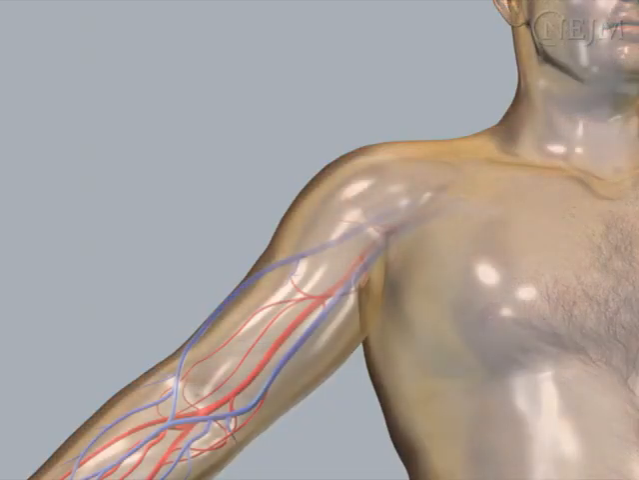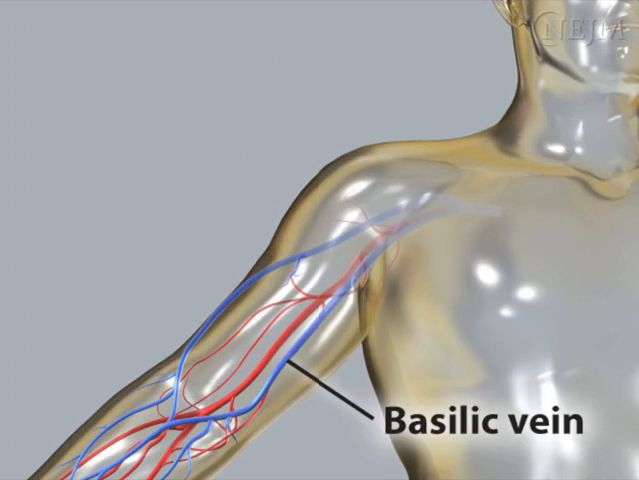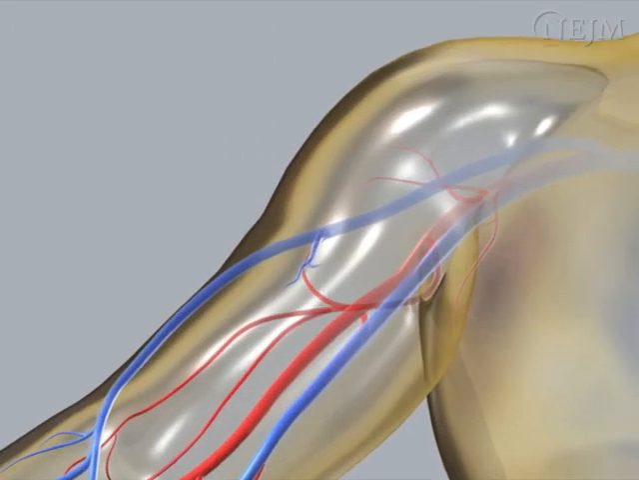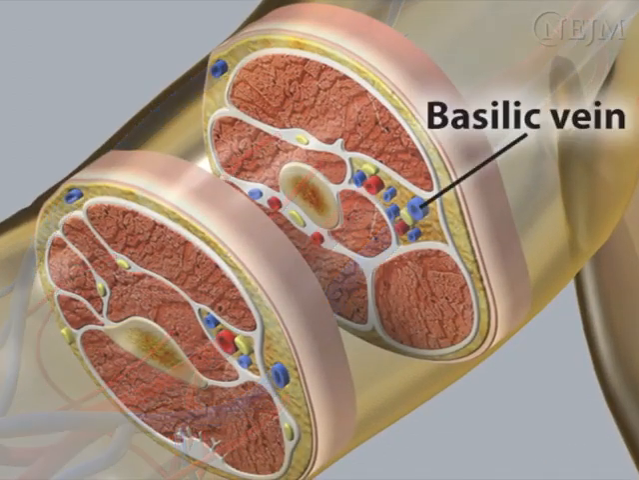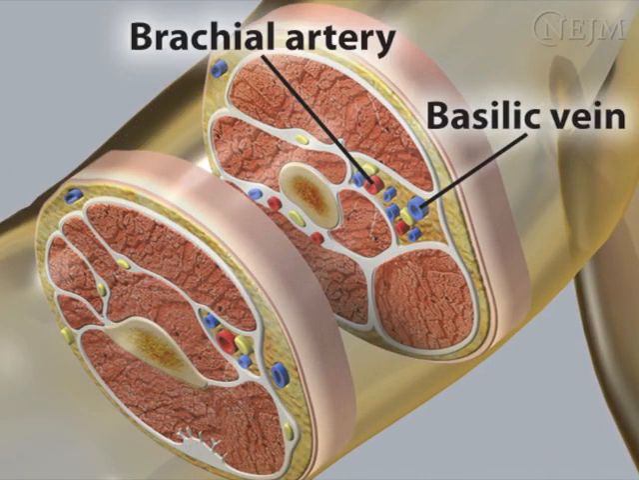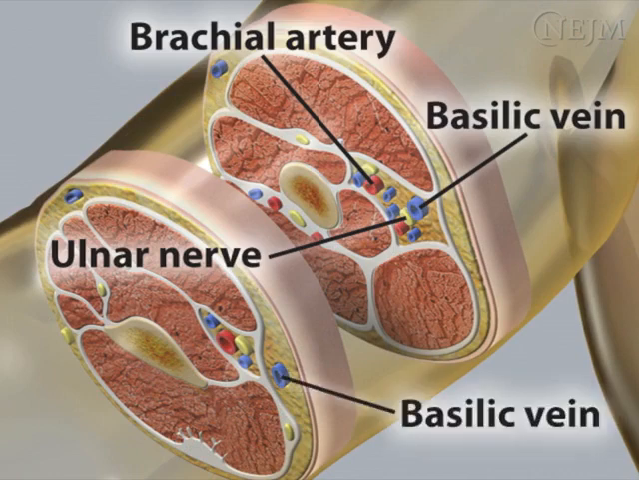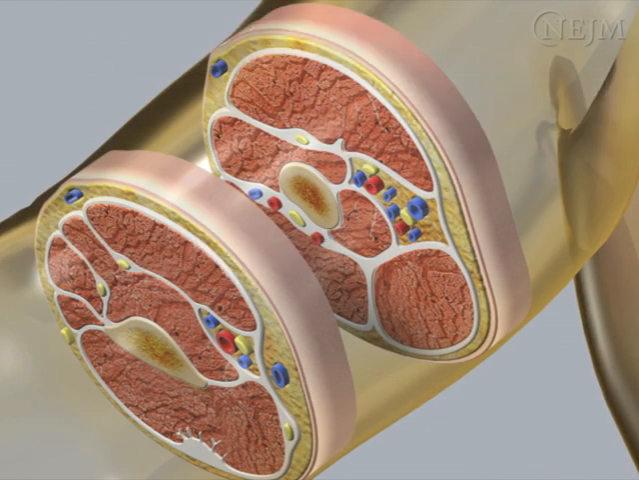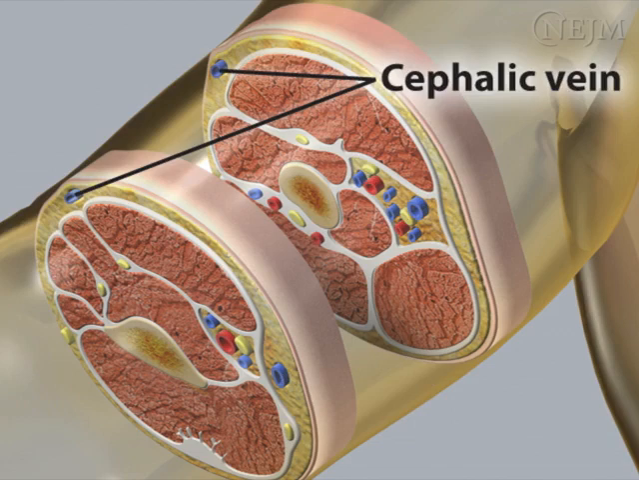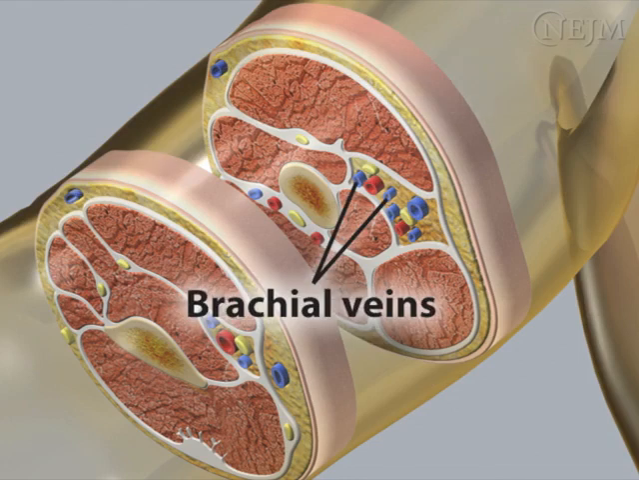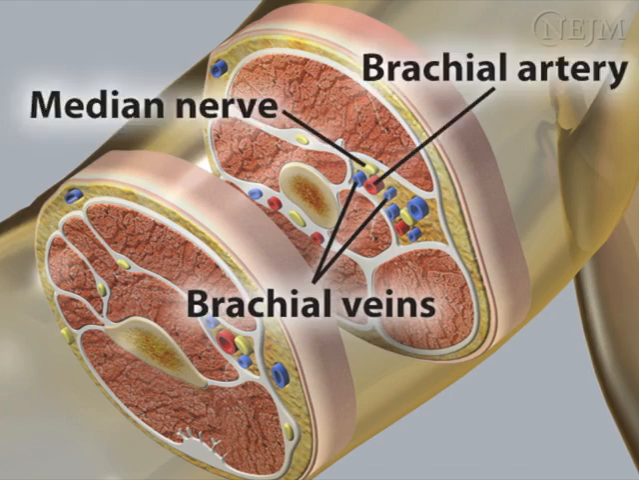In the upper arm, the basilic vein is often the best choice because it is usually large and does not have an accompanying artery. In the proximal upper arm, the basilic vein is fairly close to the brachial artery and the ulnar nerve, but distally it moves away from those structures. The cephalic vein is a good choice if it is large enough, because it is more superficial and has no accompanying artery or nerve. Cannulation of the deep brachial veins is possible with ultrasound guidance, but caution should be used because of the proximity to the brachial artery and the median nerve.